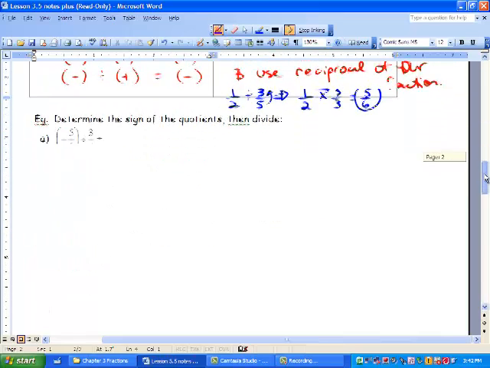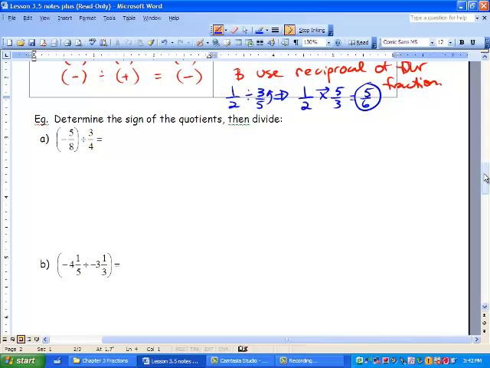All right, let's do some examples. The first thing we're going to do is determine the sign. So negative divided by a positive, and our answer is going to be negative. And then we're going to do our math. So we've got negative 5 over 8 divided by 3 over 4. Well, we have negative 5 over 8 times, we change our sign, and then we have 4 over 3. And that's our reciprocal.